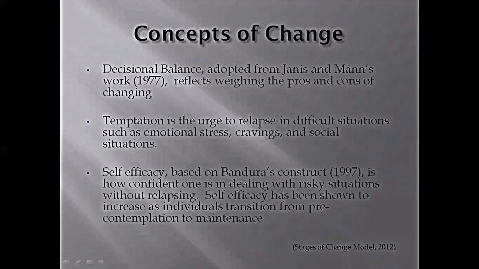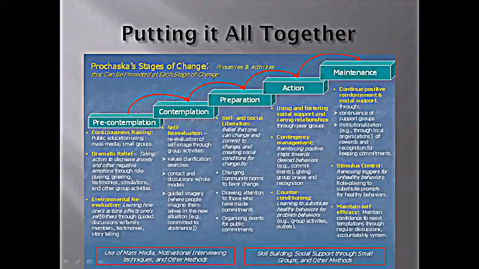During the final stages of change, the individual will need self-efficacy to avoid temptation and relapse. Temptation is the urge to relapse in a difficult situation, such as emotional stress, cravings, and varying social situations. Self-efficacy, based on Bandura's construct of 1997, is how confident one is in dealing with risky situations without relapsing. Self-efficacy has been shown to increase as individuals transition from pre-contemplation to maintenance.